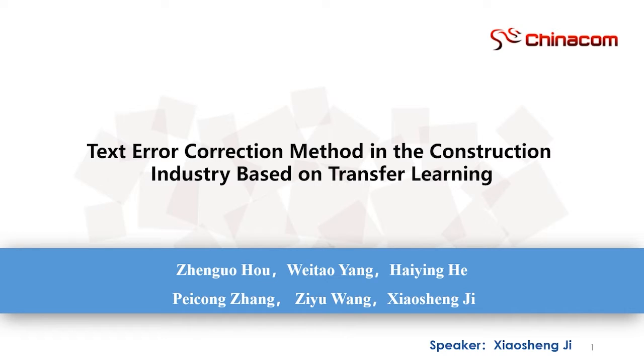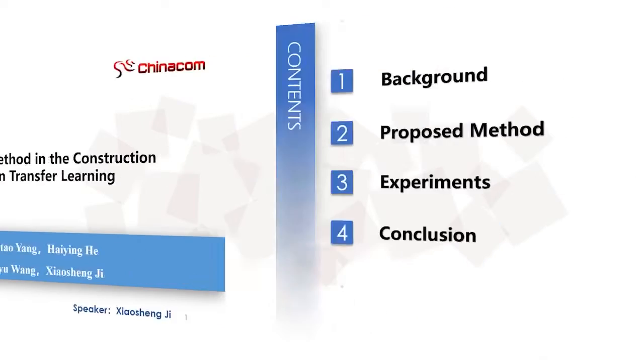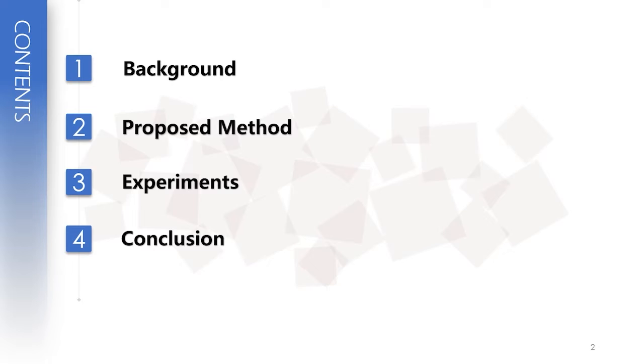The title of my paper is Text Error Correction Method in the Construction Industry based on Transfer Learning. And I will give a speech on this paper from the following four parts: background, proposed method, experiments, and conclusion.